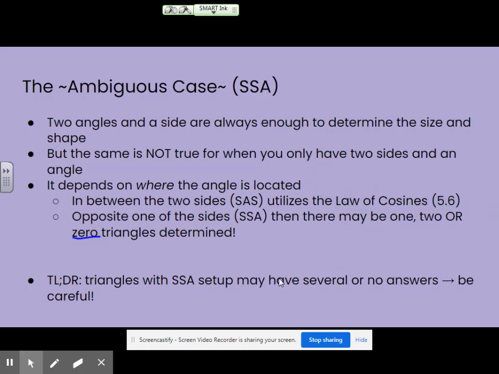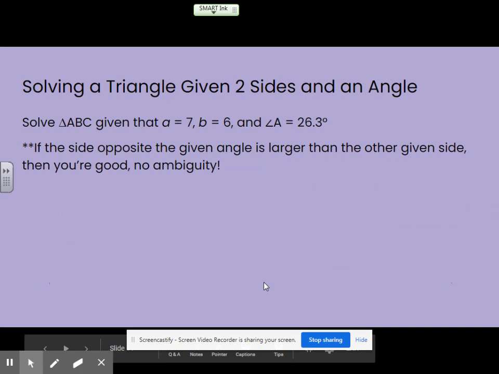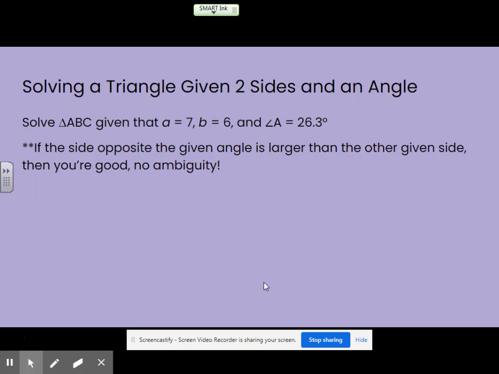This is when we have to worry about the ambiguous case. Okay. Here's an example. I see that I have two sides, A, B, and one angle. So immediately I'm on alert. Am I going to be utilizing an ambiguous case? Am I going to have 1, 2, or no triangles? My first step, of course, is always to draw out my triangle.